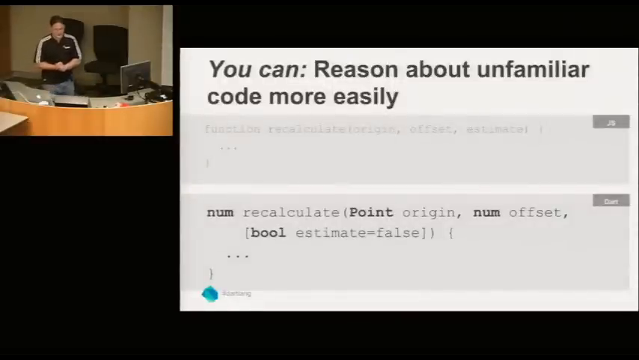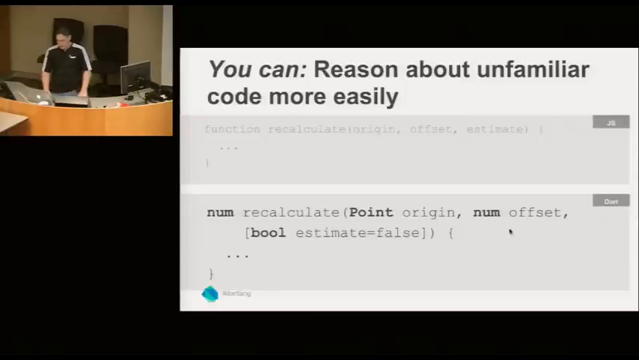Okay, it's easier with Dart to reason about unfamiliar code. So here we have a function called recalculate, and it takes an origin, an offset, and an estimate. What's an origin, what's an offset, and what's an estimate? And does this do something or does this return something? We can't really tell by looking at this code. Now, we could add comments, but comments can't be checked so easily with tools unless you're using Google Closure. Here's the Dart. We have recalculate. We know that it returns a num. It takes an origin, which is a point. It takes an offset, which is a num. And it takes an estimate, which is a bool, and the default value is false. You could pass that as a keyword argument. So just looking at the function signature, we can actually tell a lot more about this code.